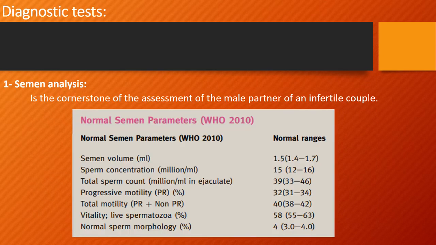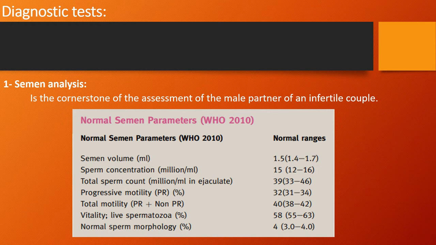Diagnostic test, semen analysis. Semen analysis is the cornerstone of the assessment of the male partner of an infertile couple. We are using the normal semen parameters WHO 2010.